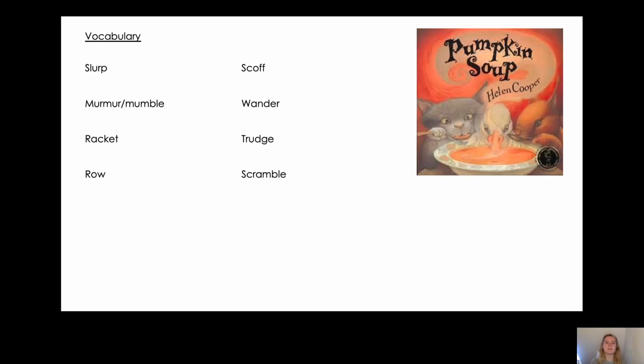What does it mean if you tiptoe somewhere? Yes, that's right, you tiptoe if you're being really quiet. Okay? If you're walking very, very quietly so that someone doesn't hear you.